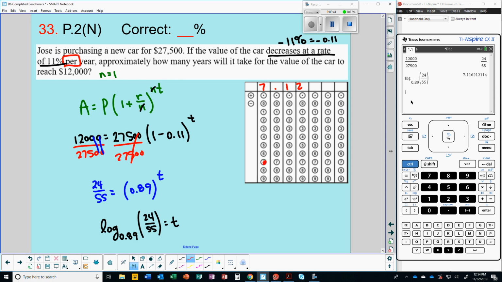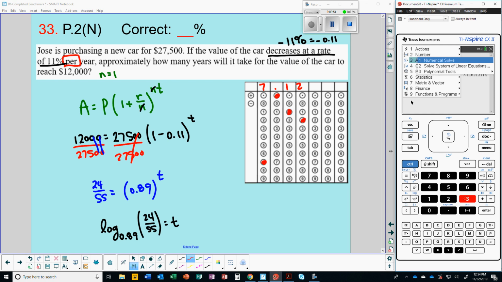Now, if you wanted to, after we've gotten the original formula, you could have solved this directly. I'll show you that. If I go menu 3.1, that pulls up solve, and I'm going to type in 12,000 equals 27,500, 1 minus, and you can even type in 11 as a percent. The button next to G right there has the percent, 11% to the power of t. And we solve for t and press enter. You notice it's exactly the same answer. So we did do this correctly.